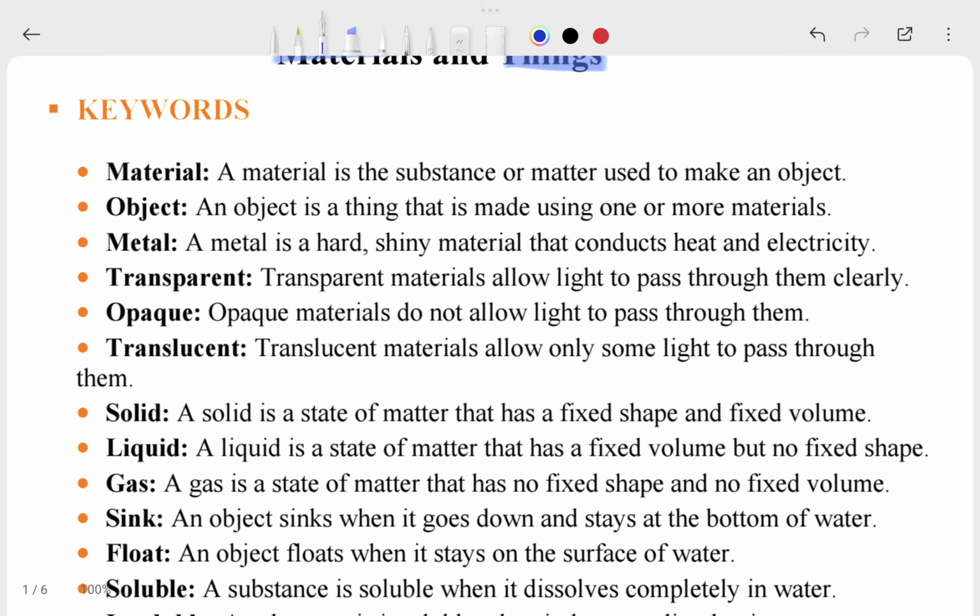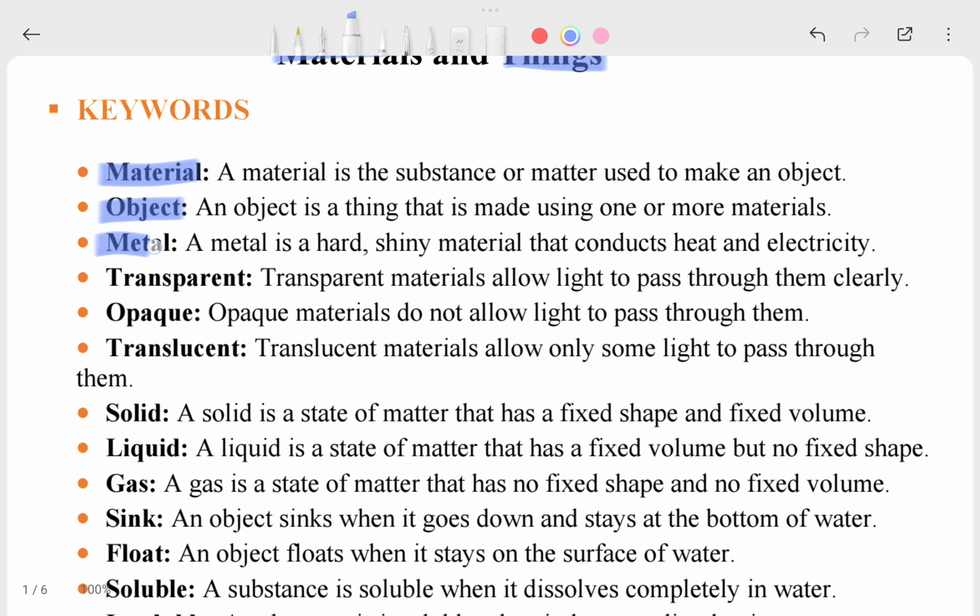So in this chapter our first keyword is material. What is a material? Material is something, an object, that is called material. What is then an object? An object is a thing that is made by some materials. Now, something it is made with, like a pen. Pen is an object, and how is the pen made? Pen is made with plastic, so the plastic is our material.